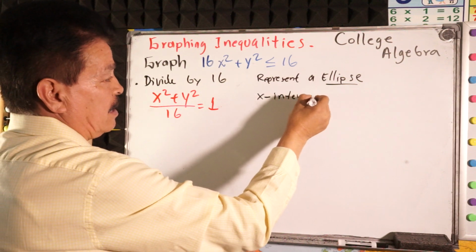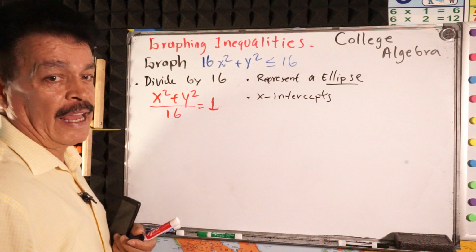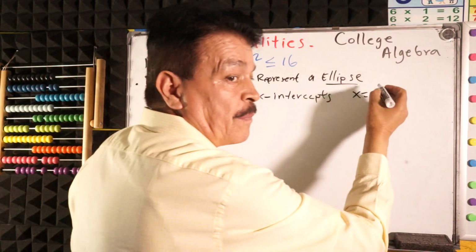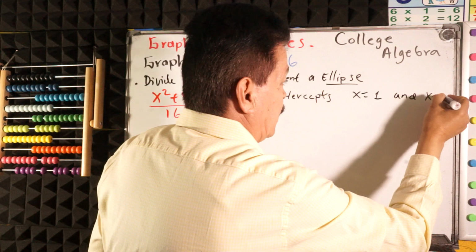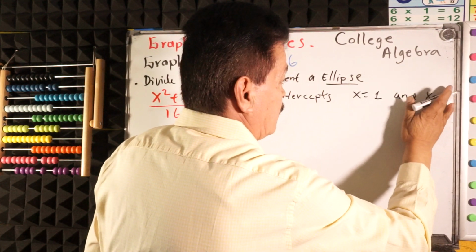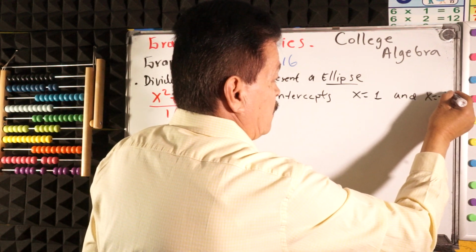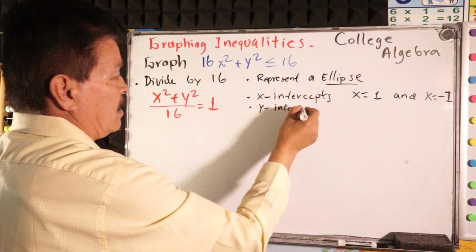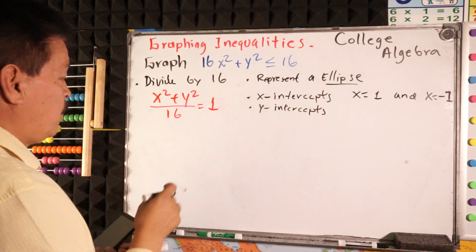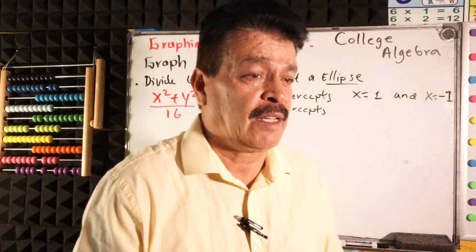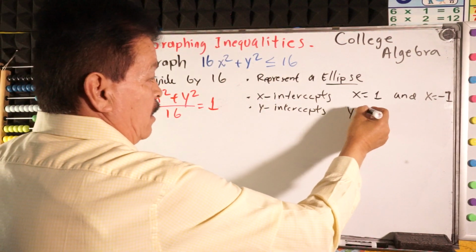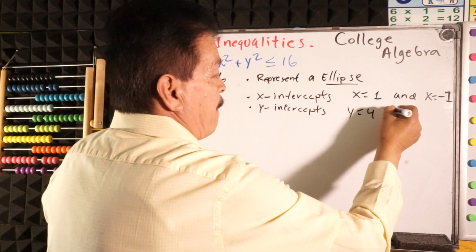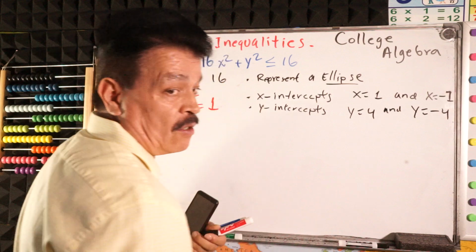The x-intercept is x equals 1 and x equals -1. Right? So also we have the y-intercept. This equation has y-intercept y equals 4 and y equals -4. So we need these points.